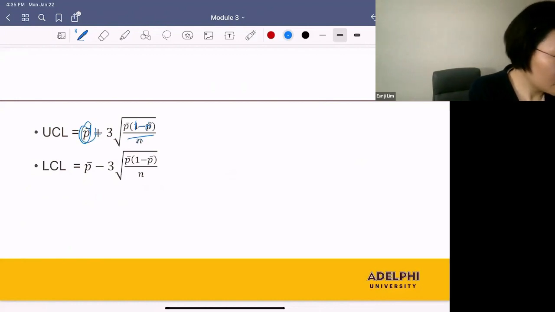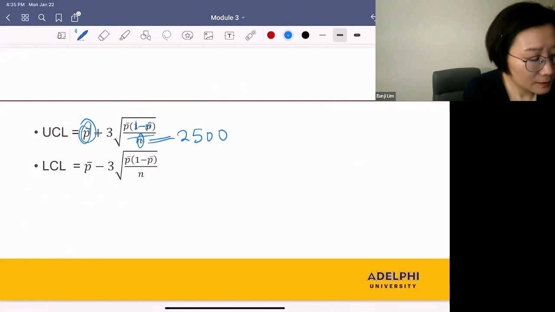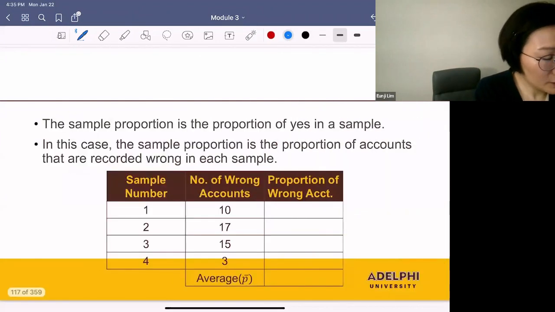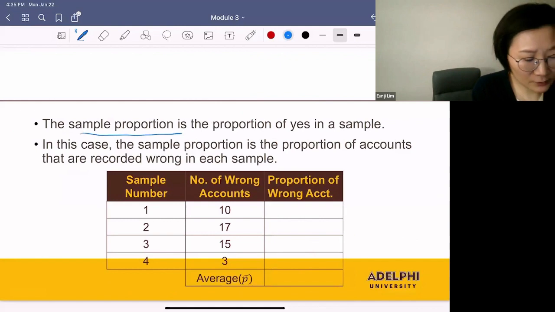Now, how can we compute P bar? We know what n is. n is the sample size, which is 2,500. And how can you compute P bar? To compute P bar, we need to compute the sample proportion of each sample. The sample proportion is the proportion of defective accounts in a sample.